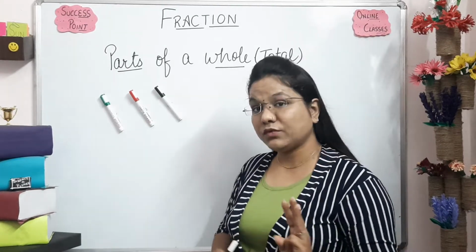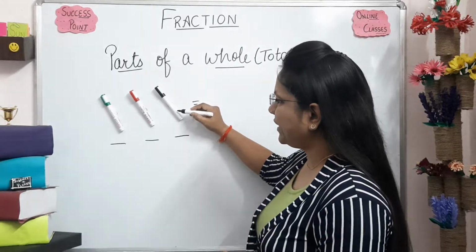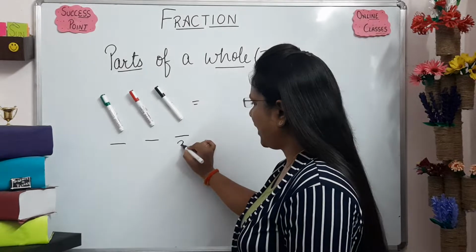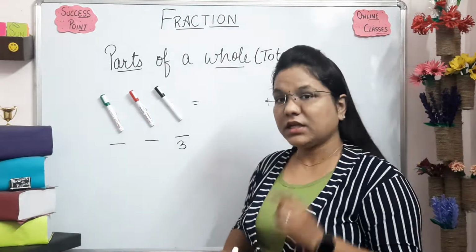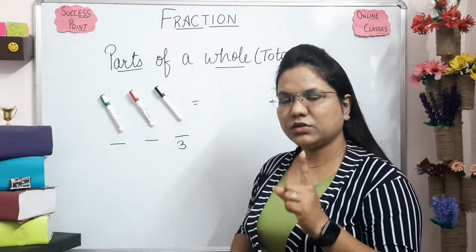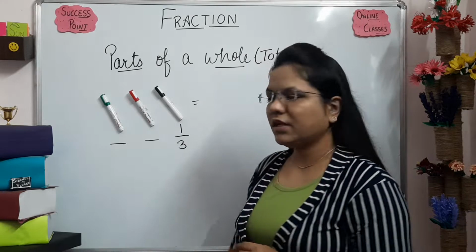We will take an example of 3 markers. Okay, let's start with it. What will come at the bottom? 1, 2, 3. We have 3 markers. We will write 3. Now if we want to check the fraction for the black marker, how many black markers do we have? 1. It will be 1 by 3.